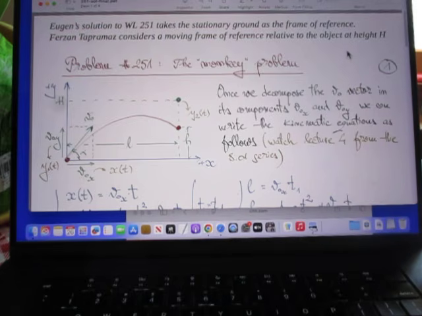Here follow Organ's solutions to problem 251. Today is Thursday, March 26, 2026. Organ's solution to Walter Lewin 251's problem takes the stationary ground as the frame of reference.